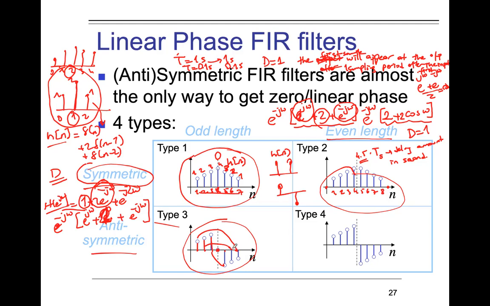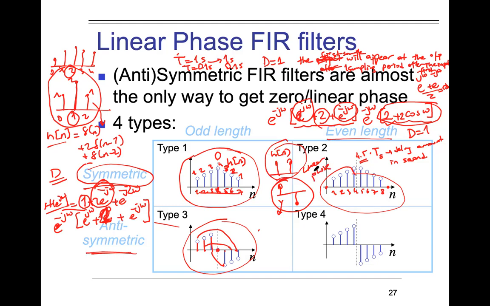Very nice. If it is symmetric, it will be something like that, which is a low pass filter. And if it is negative like this, then it will be a high pass filter. An anti-symmetric filter will give you a high pass filter. We have done these two things. They are already linear phase filters.